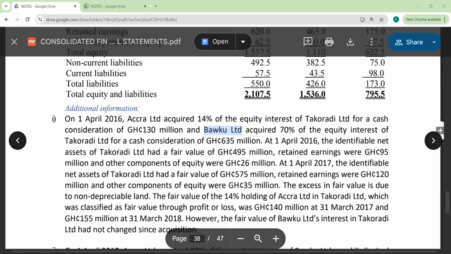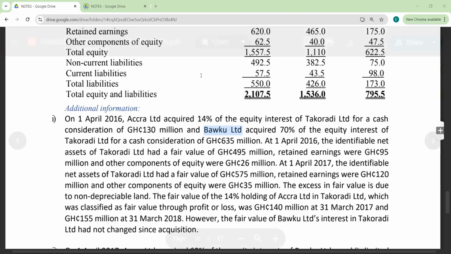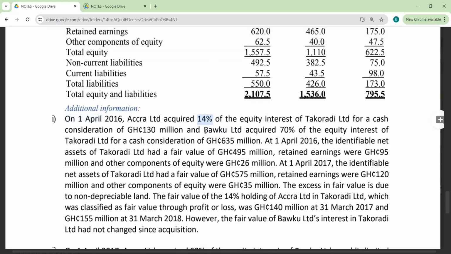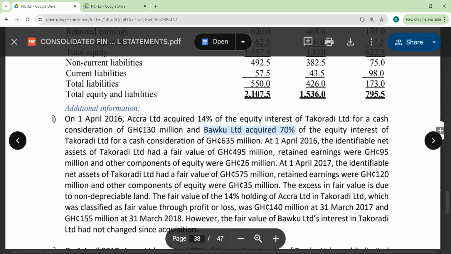Good. So here, let's do the mathematics. As at that time, we had not acquired Boko. Yes, I think that's right. On 1st of April 2016, we only had 14. But Boko controls 30. But by then, check the date we acquired Boko.